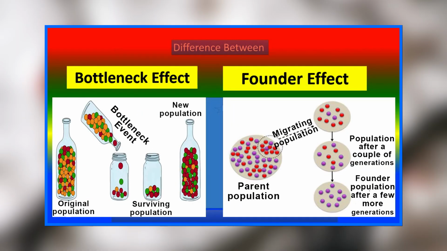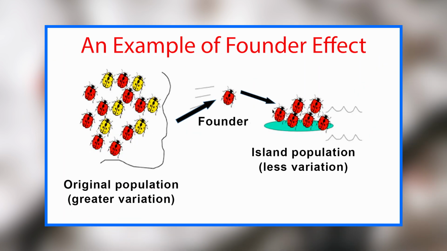The key difference between the bottleneck effect and the founder effect is that the founder effect involves migration. A small group of individuals separates from a large population and establishes a colony in a new location. For example, a few individuals may migrate from a larger continental population and become the founders of an island population.